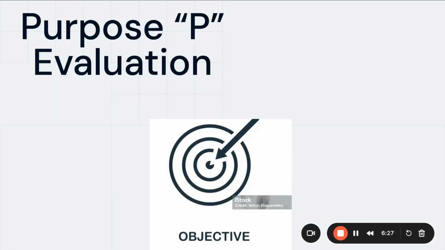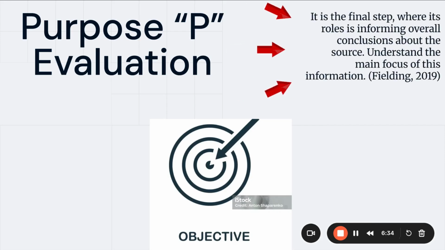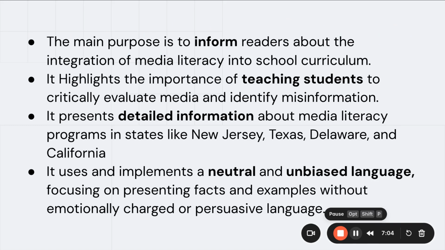And moving on to the last part, the P of CRAAP, the purpose of the article. This is the final step where we get to know the role of the information overall, like the conclusion, and understand the main focus of this information. The main purpose of this article is just to inform, like I highlighted here, to inform readers about the integration of media literacy into school curriculums.